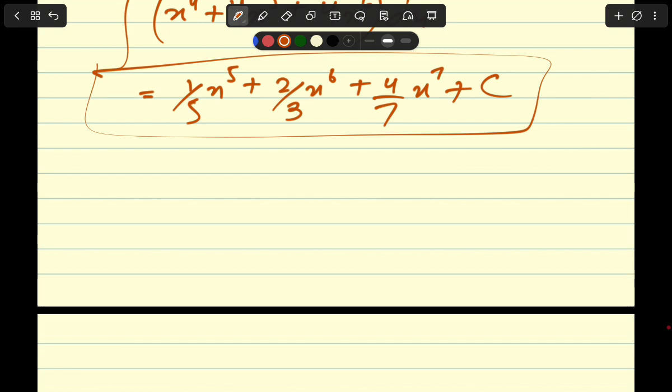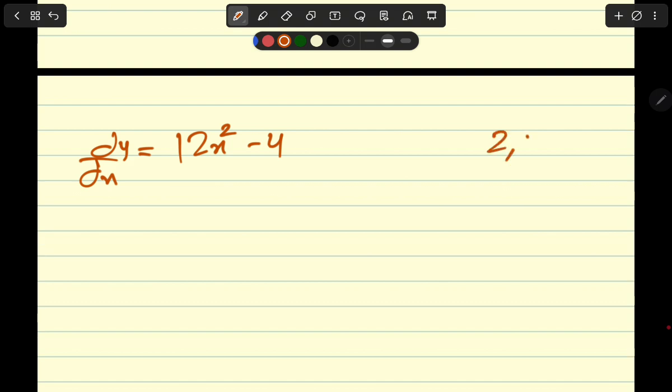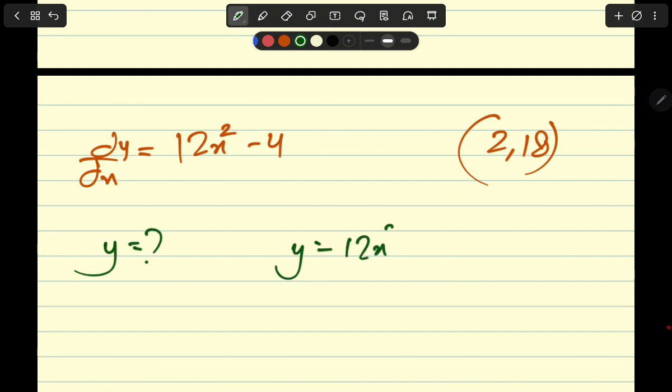Okay. Now, let's do another example. What if you have 12x squared minus 4, which is the derivative function, and you're told that the curve passes through (2, 18), right? So find the original function. So y is what? So y is going to be equal to 12x cubed upon 3 minus 4x plus c.